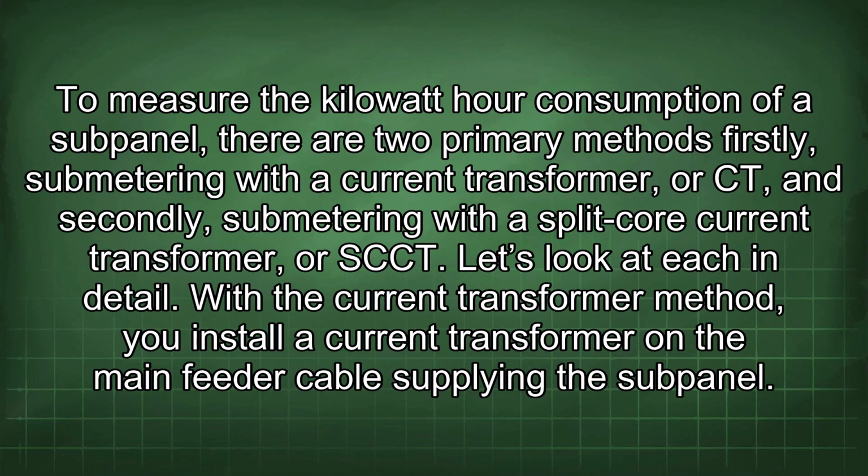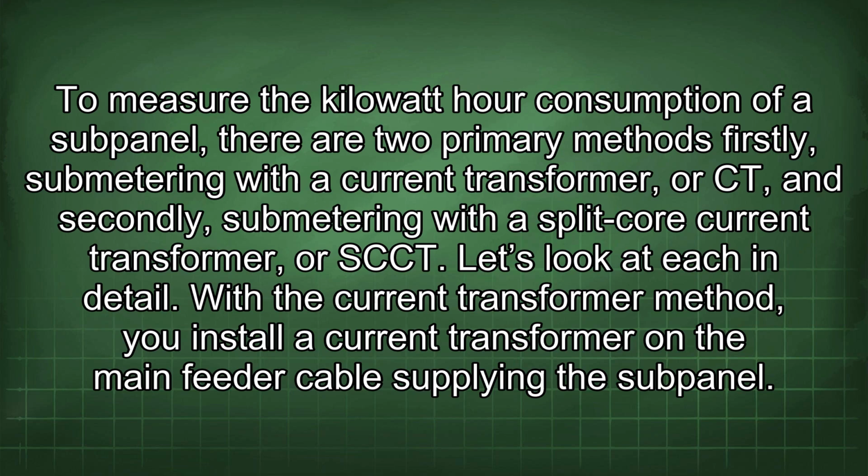To measure the kilowatt-hour consumption of a subpanel, there are two primary methods. Firstly, submetering with a current transformer, or CT, and secondly, submetering with a split-core current transformer, or SCCT. Let's look at each in detail.